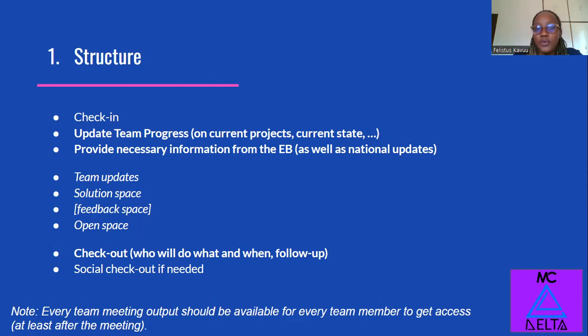Next is to update on team progress. We already talked about this. Then provide necessary information from the EB as well as national updates. Remember, as the LCVP, as the team leader, you're the one to downscale any information. Basically, translate if, for example, your VP and your MCVP TM, MCVP OGV have given out any sort of information in the group or even during the commission call. This is the time to give your members this same information. Next is any team updates, right? Like what is happening with the department.